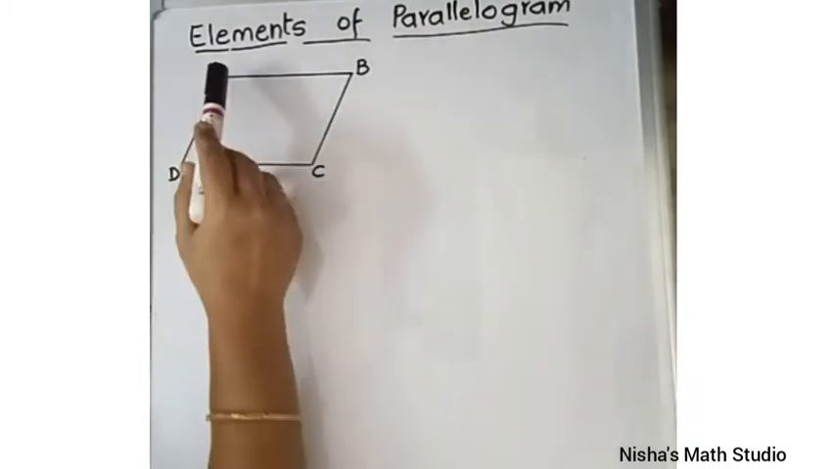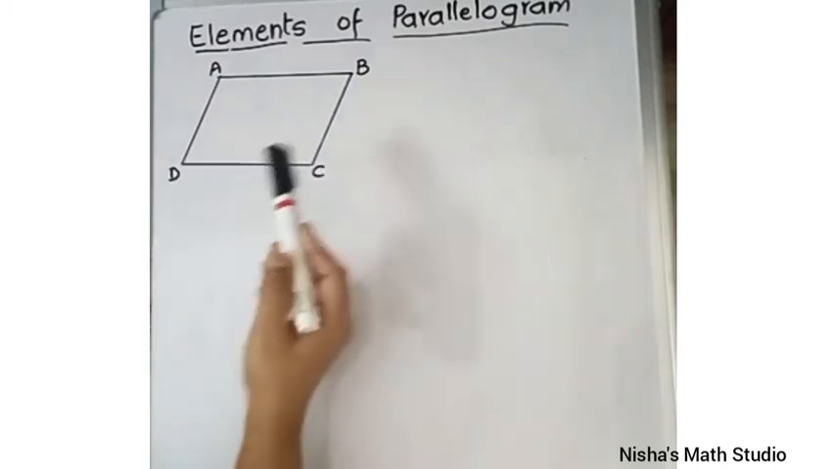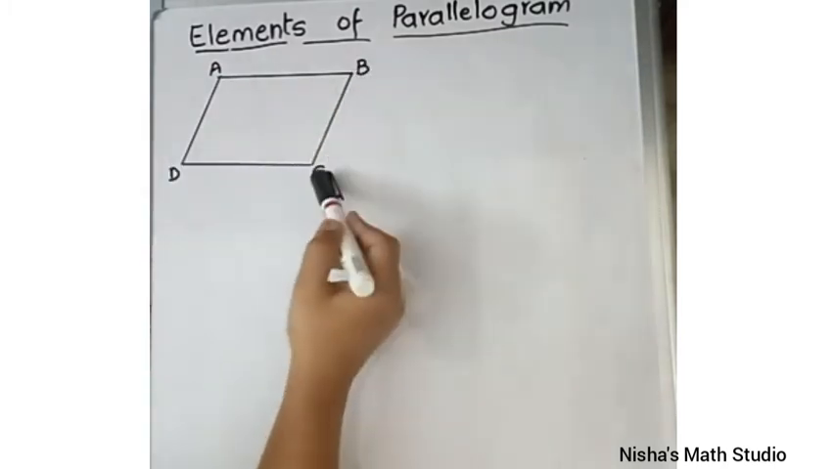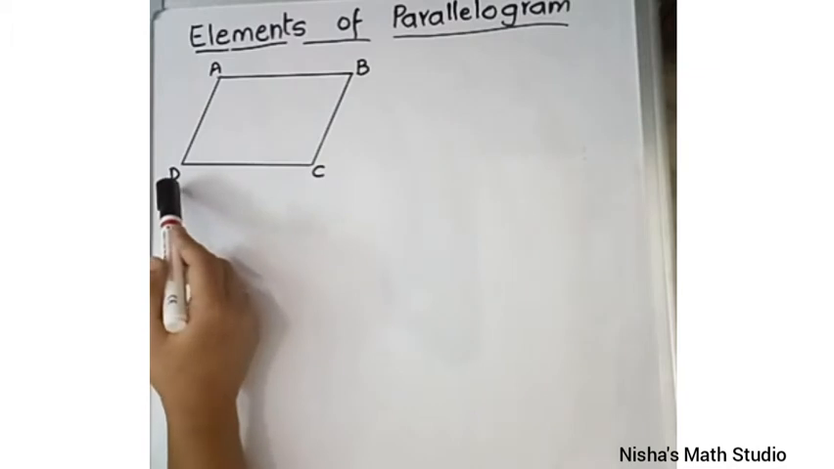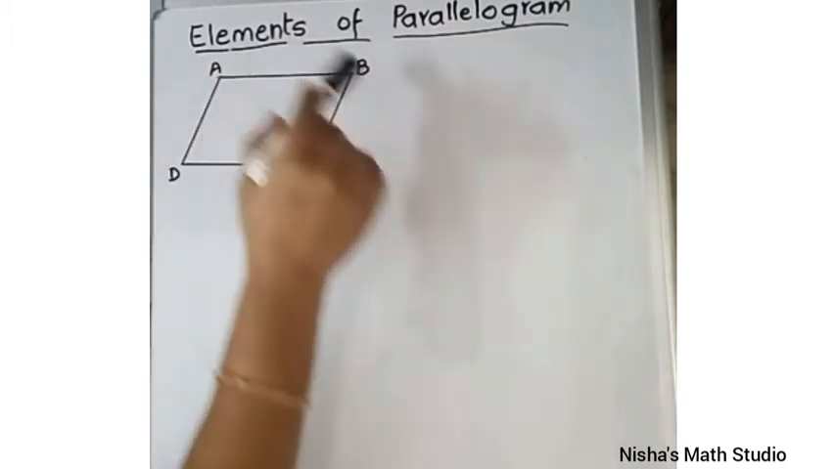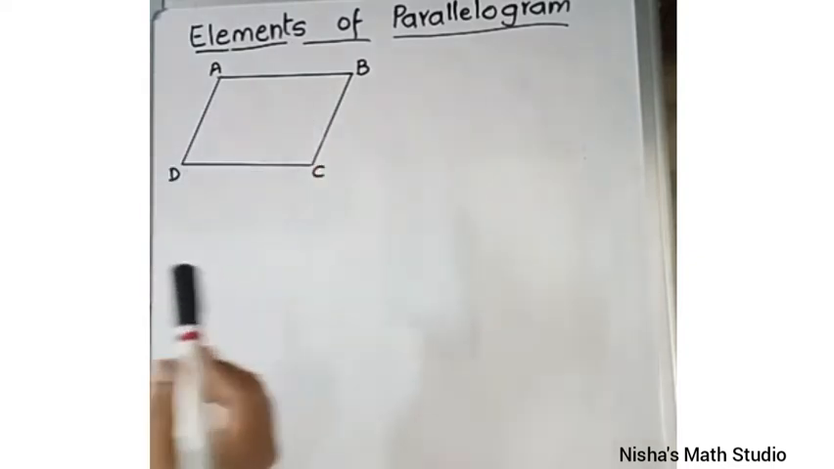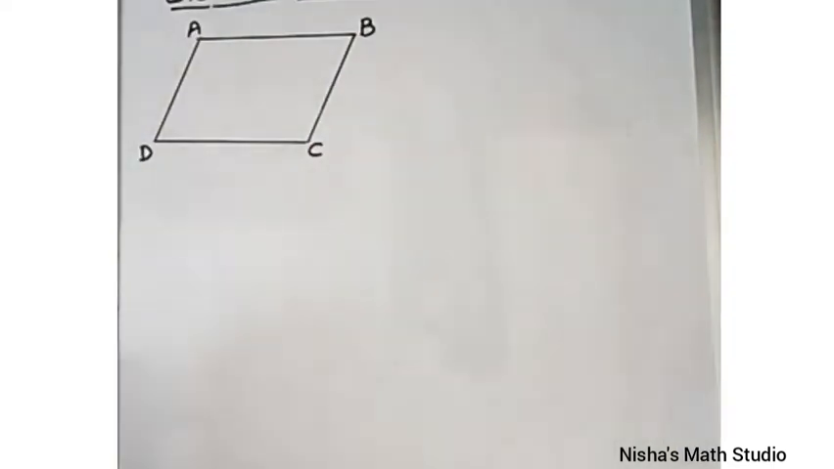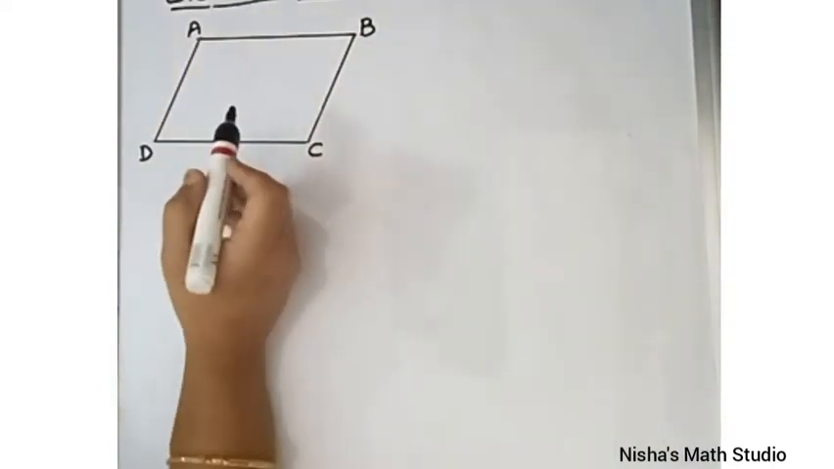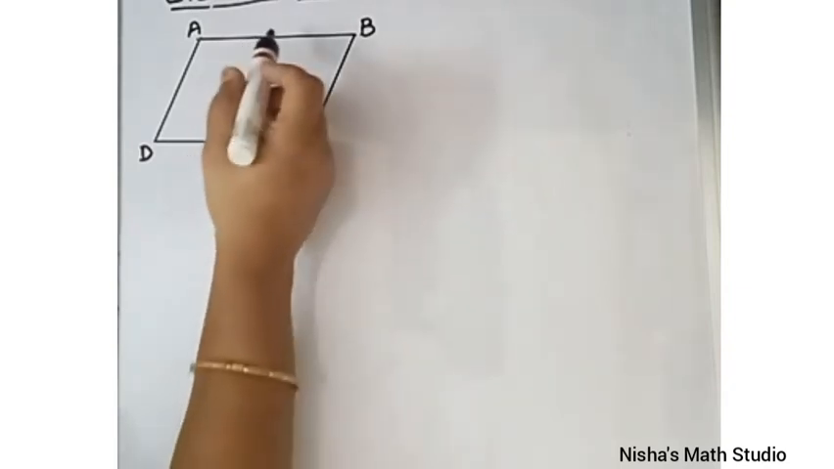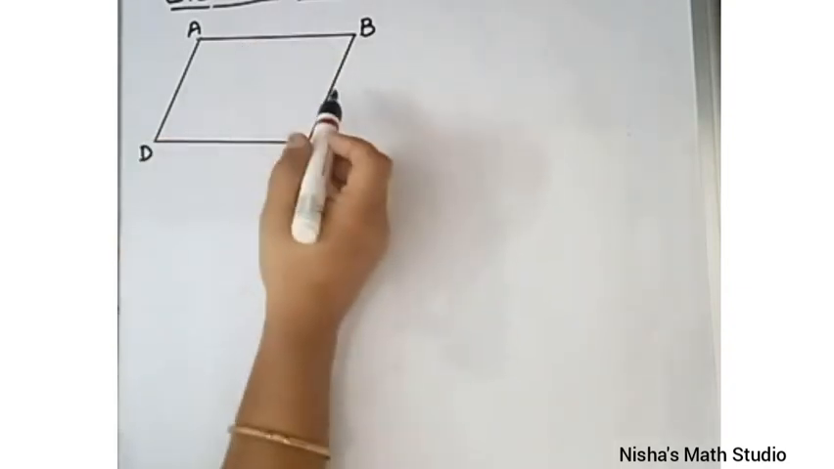You can name it as parallelogram ABCD, or you can name it as parallelogram BCDA, or you can name it as DCBA. You have to go either clockwise or anti-clockwise continuously to name the parallelogram. Now first, a parallelogram is a quadrilateral with four sides and the opposite sides being parallel to each other.